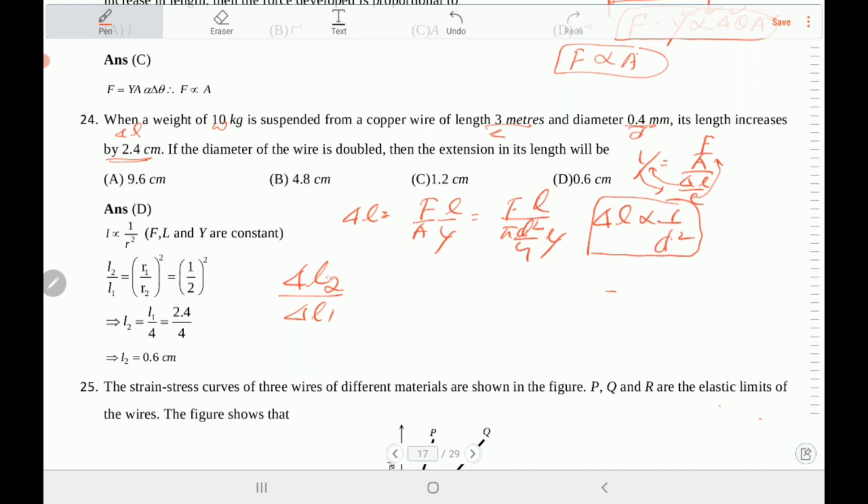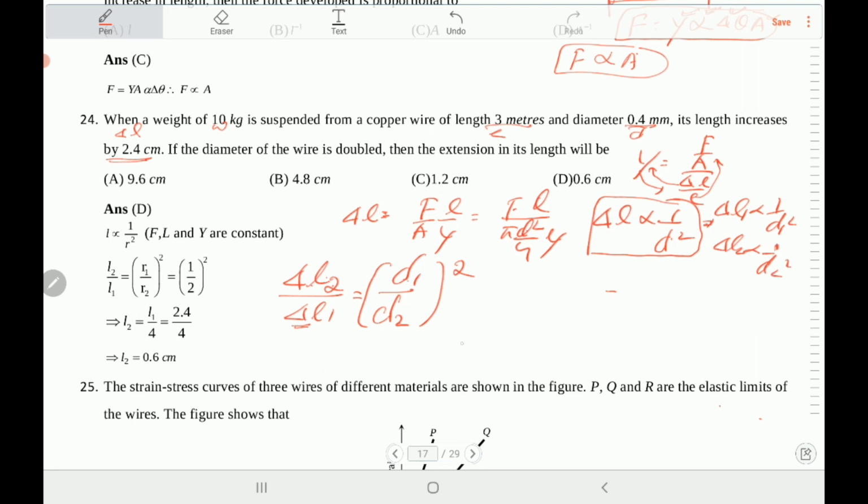Delta L2 is the extension in the second case, delta L1 is the extension in the first case. If you divide this way, you must be in a position to write d2 directly in the denominator and d1, corresponding to diameter in the first case, in the numerator, because of the inverse relation. Delta L1 denominator d1 numerator. Delta L2 numerator, d2 denominator, raised to the power 2. How do you write this? Because delta L1 is proportional to 1 by d1 square. Delta L2 is proportional to 1 by d2 square.